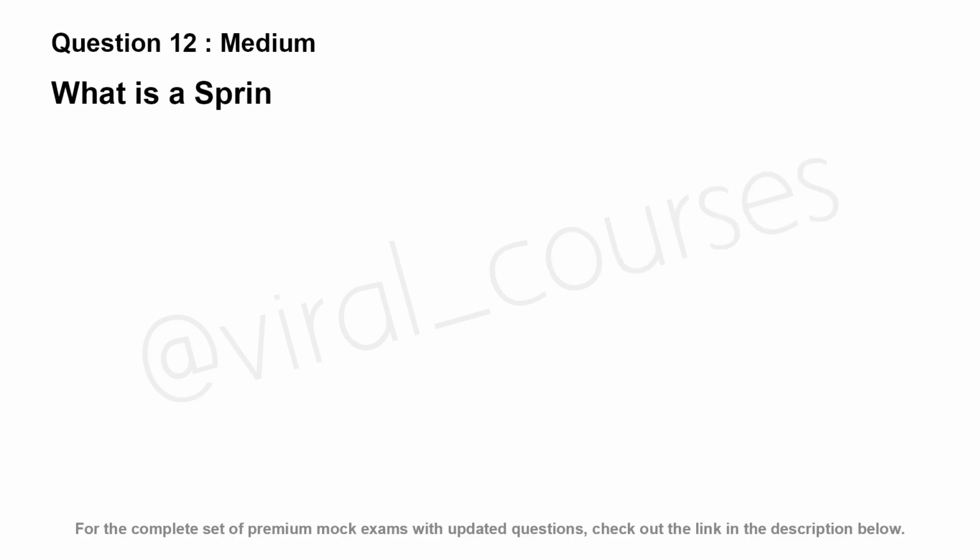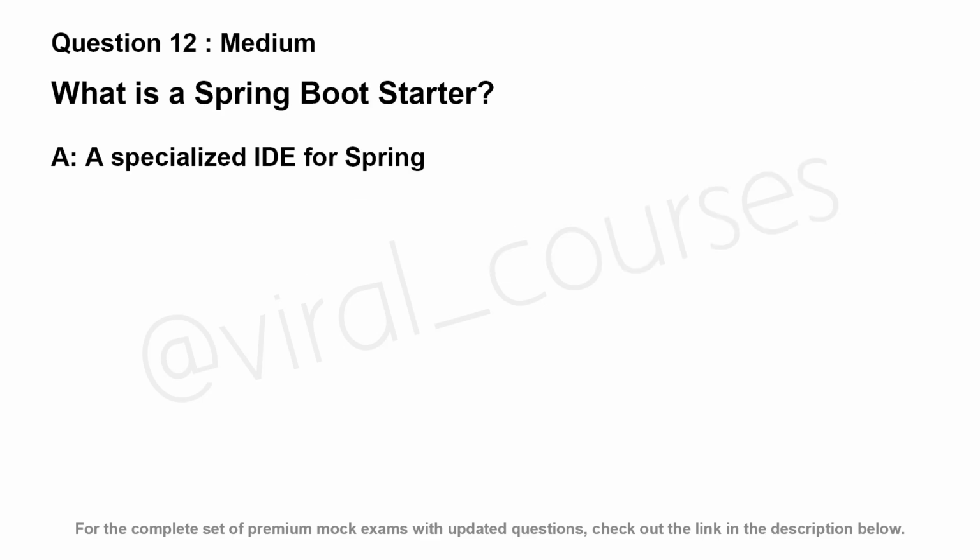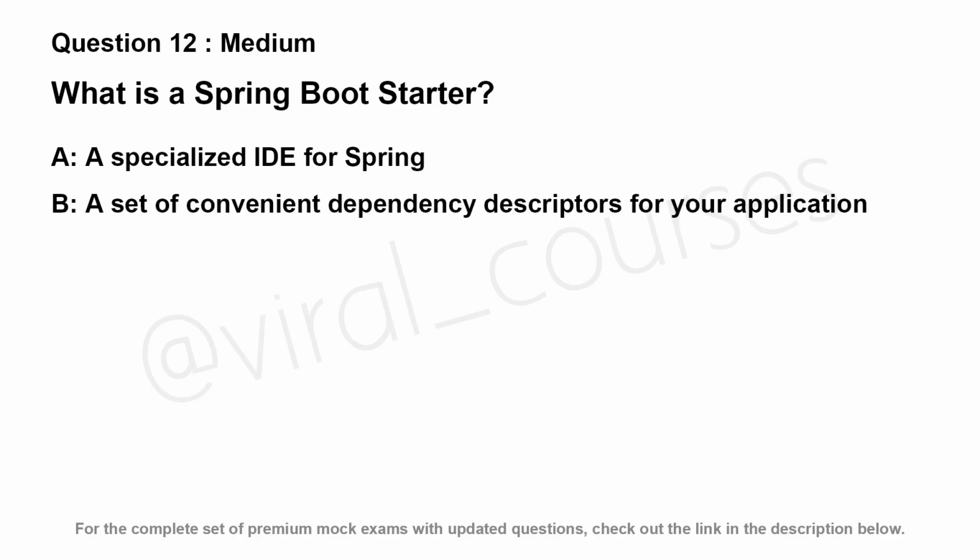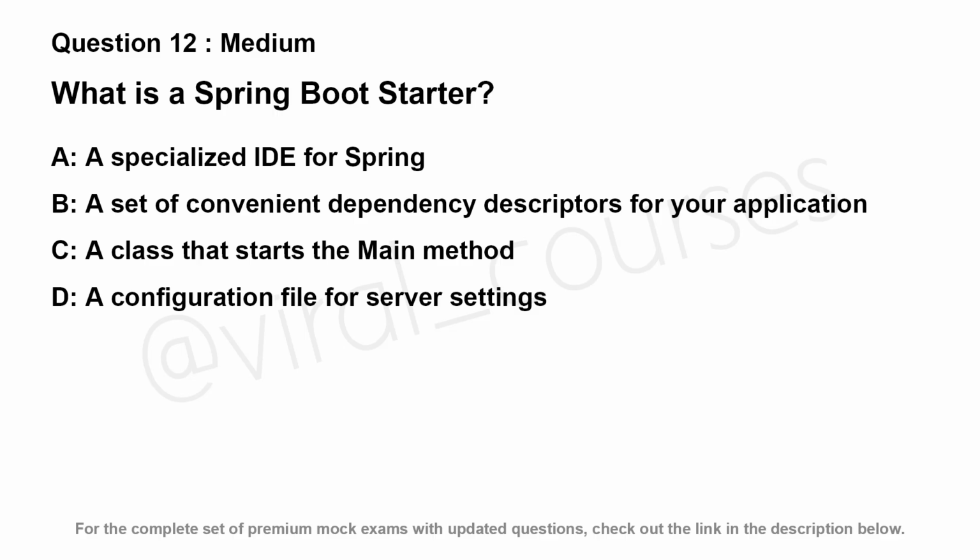What is a Spring Boot starter? Option A, a specialized IDE for Spring. Option B, a set of convenient dependency descriptors for your application. Option C, a class that starts the main method. Option D, a configuration file for server settings.